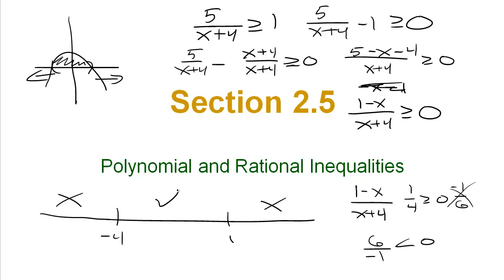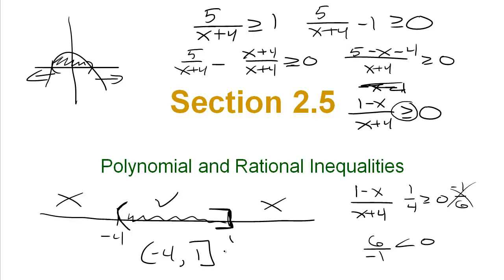And then your solution is going to be all the numbers in between negative 4 and 1. Since this is a greater than or equal to, we can include 1, right? We'd put a square bracket here, because if it equals 1, we get a 0. But what about here? Is this going to be a square bracket? No, this is going to be a round bracket, because we can't let the bottom equal 0, because then it's undefined. So everything in between here, and you would write it negative 4 comma 1 with a square bracket, and that would be your solution to a rational inequality.